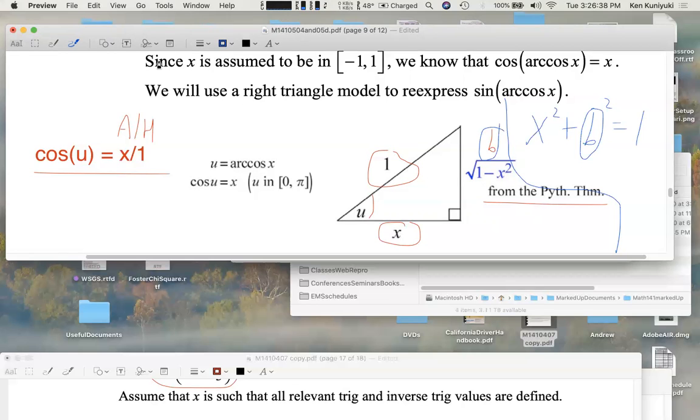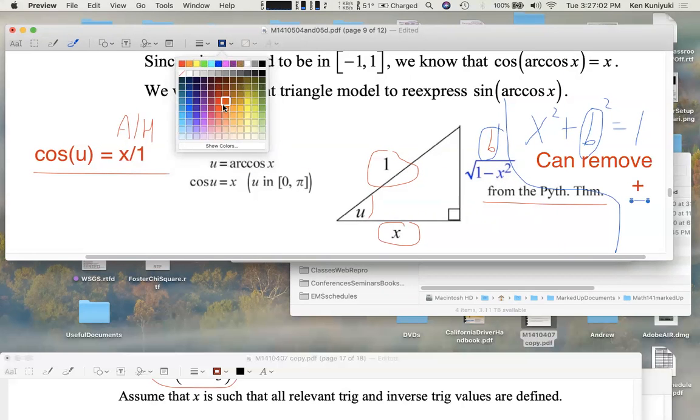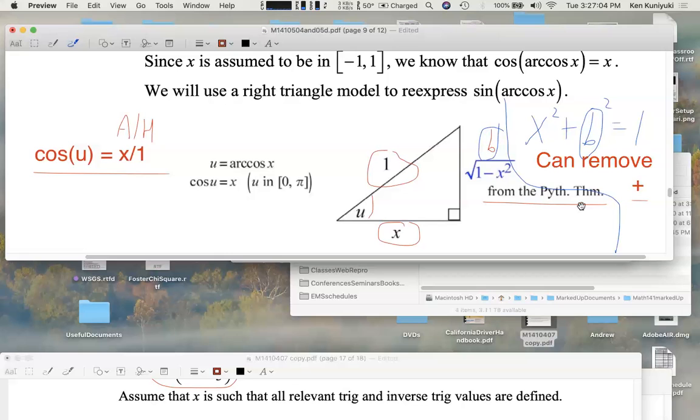And it turns out that we don't need the plus minus symbol. It works out even if u is not acute. You can remove the plus minus symbol. You can look at various cases, but it does work out that you don't need the plus minus. So b is simply the square root of 1 minus x squared.